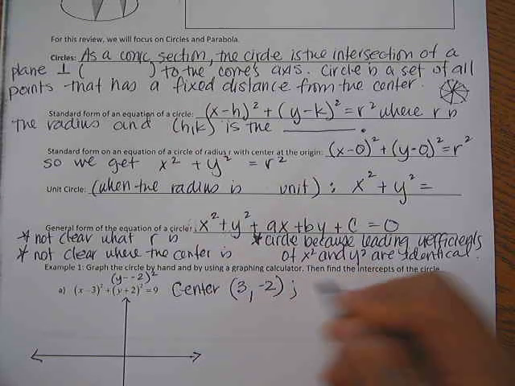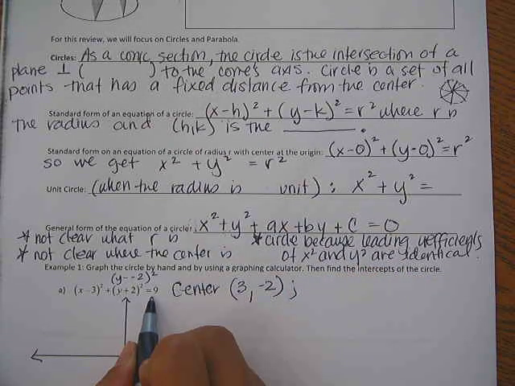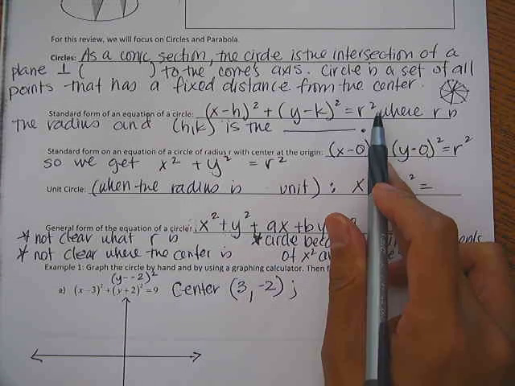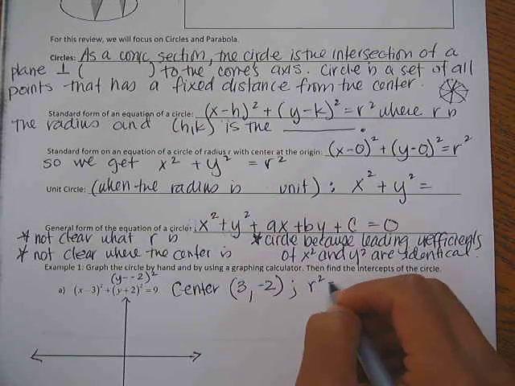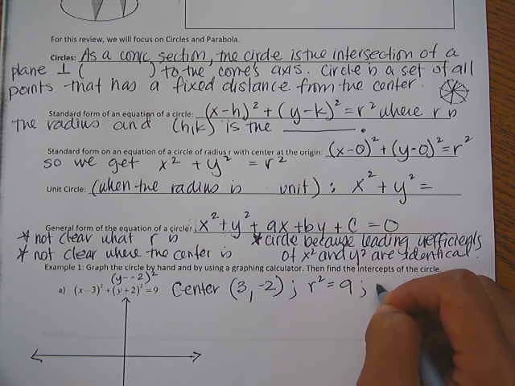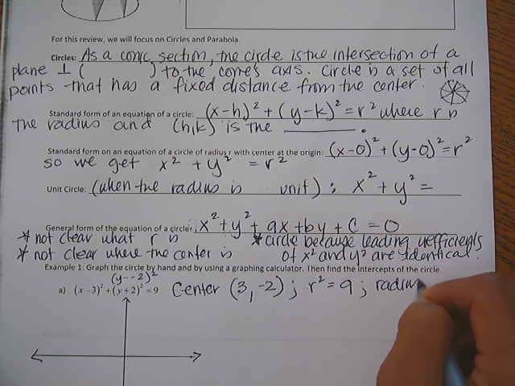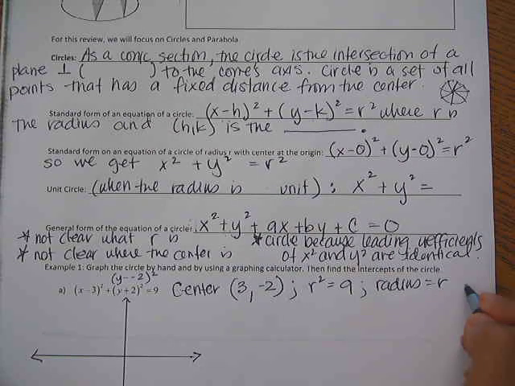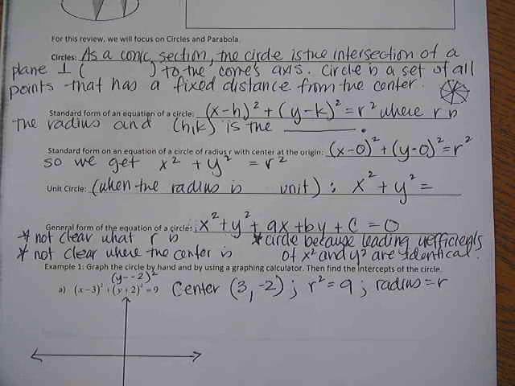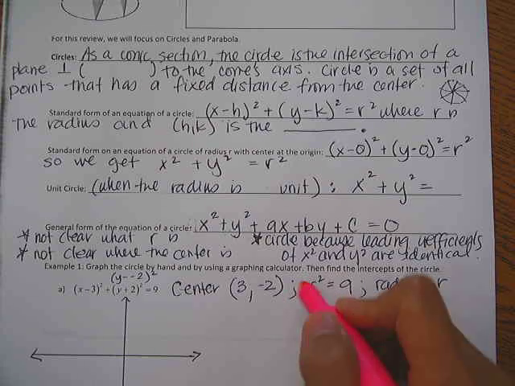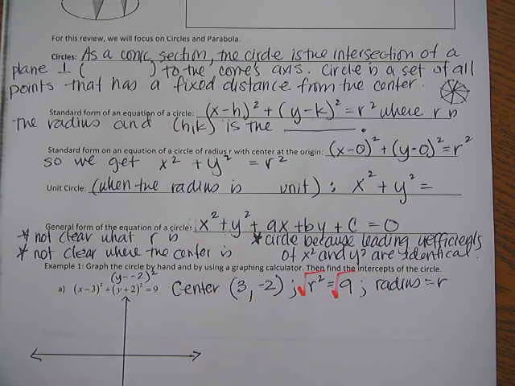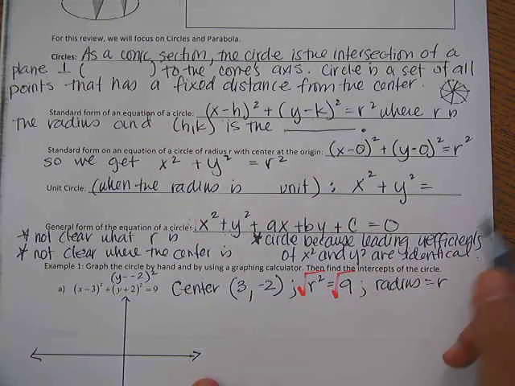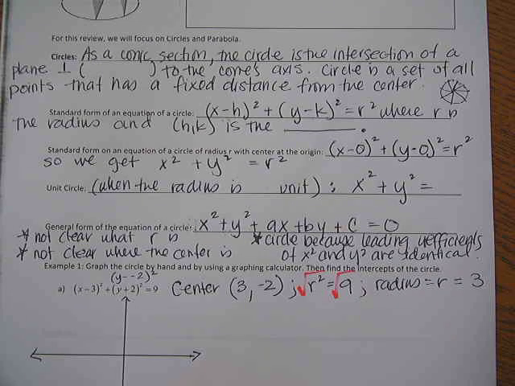Then we have equal to r squared. Notice how this is r squared. If r squared equals 9, that means, by definition, this says radius is r, I need to square root both sides. Square root, square root. Then r comes out to be 3.